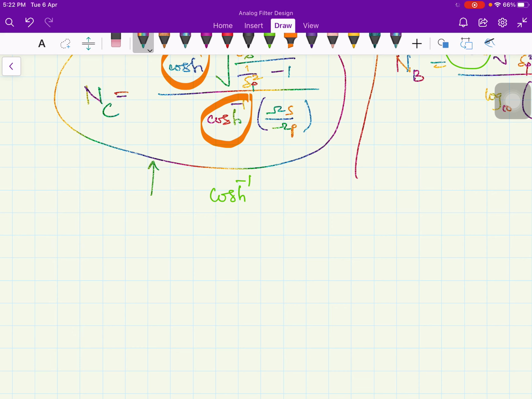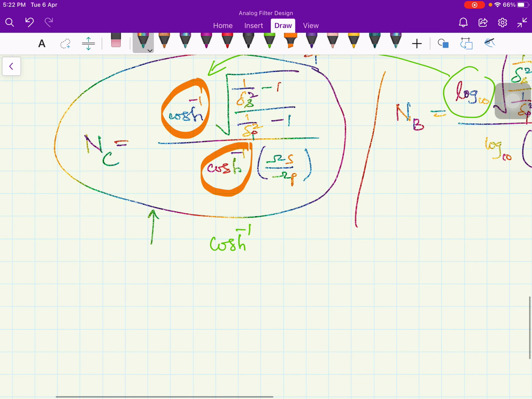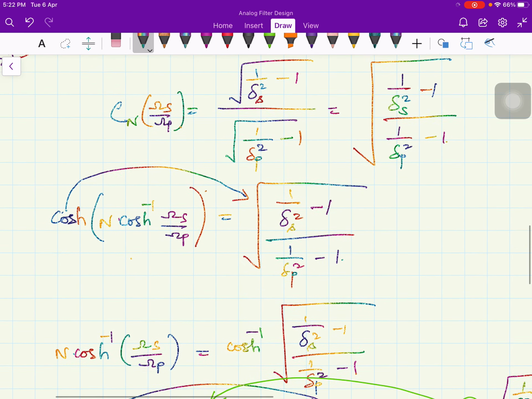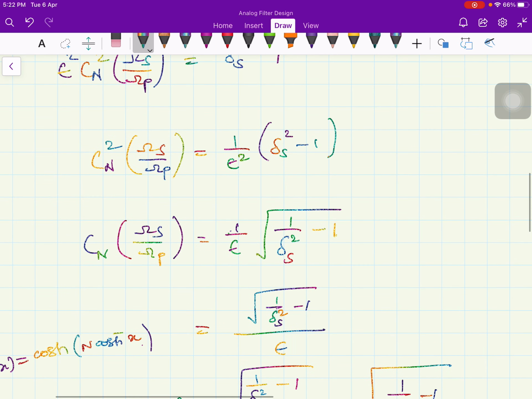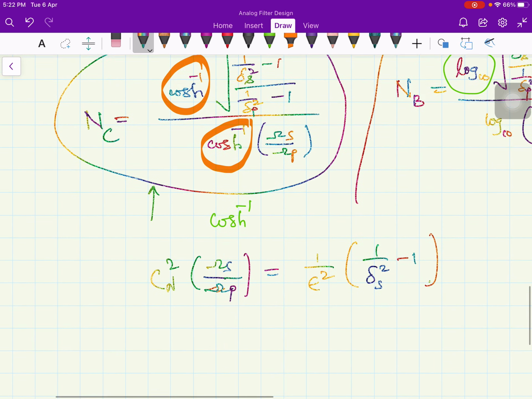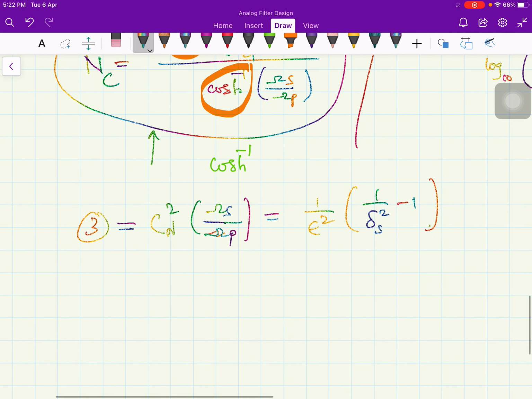Now, instead of using this formula, I can do one more shortcut way. If you recall, Cn squared of omega s by omega p is equal to 1 by epsilon squared times (1 by delta s squared minus 1). This is one of our intermediate equations. If you look here, this is our intermediate equation. Let me call this equation number 3. I am reproducing this equation again for reference.